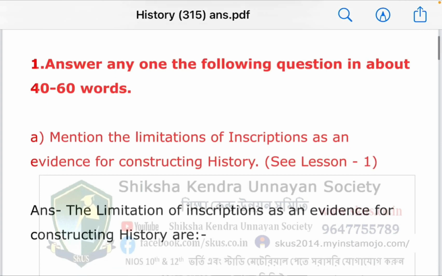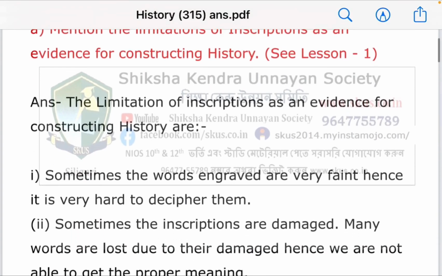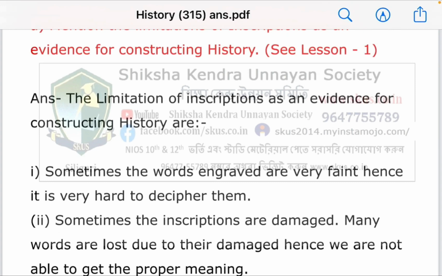आप लोगों को नीचे दिए हुए क्वेश्चन का 40 to 60 words में आंसर लिखना है. Number A, mention the limitations of inscription as an evidence for constructing history. Answer is the limitation of inscription as an evidence for constructing history are. आप लोगों को limitations लिखना है inscription का as an evidence, okay, for constructing history.